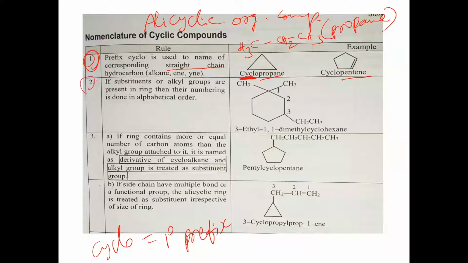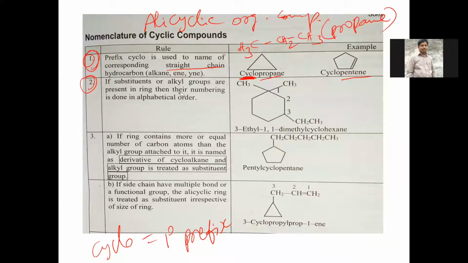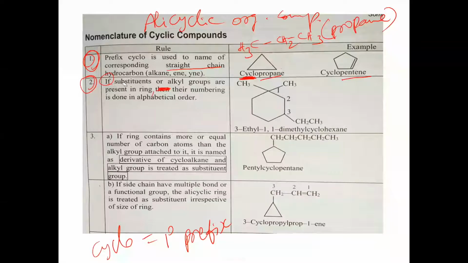Next, second rule. For naming of what? Cyclic compounds. That is, alicyclic compounds we are discussing first. If substituents or alkyl groups are present in the ring, in that case their numbering is done in alphabetical order. If you start any sentence with 'if', then 'then' should not be there, remember. So we have to say: if substituents or alkyl groups are present in the ring, the compound's numbering is done in alphabetical order.